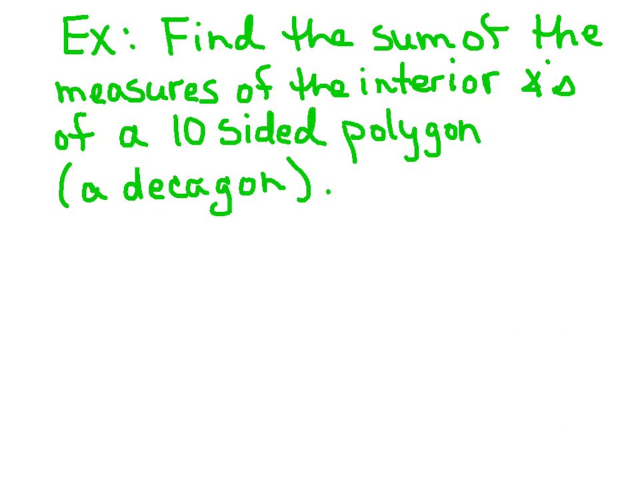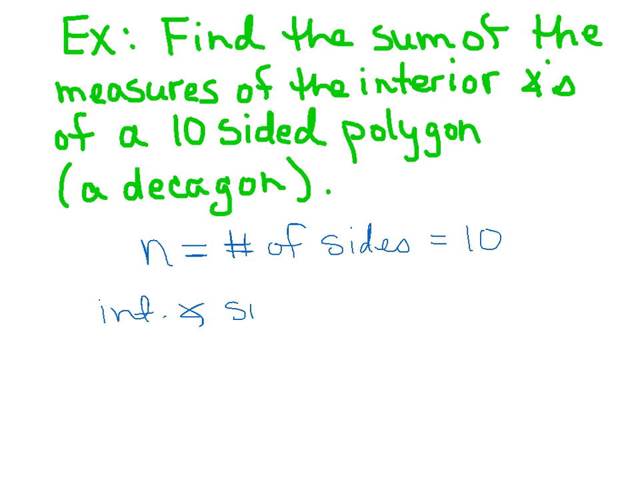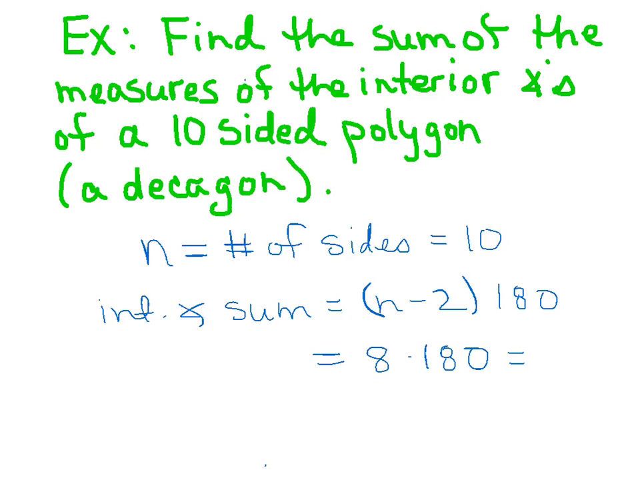So let's look at an example here. We don't even have to be able to draw the picture. If we're asked to find the sum of the measures of the interior angles of a 10-sided polygon, or a decagon, so we know it's 10-sided, so n, the number of sides, equals 10. And the interior angle sum equals (n minus 2) times 180. So this is just 8 times 180, or 1440.